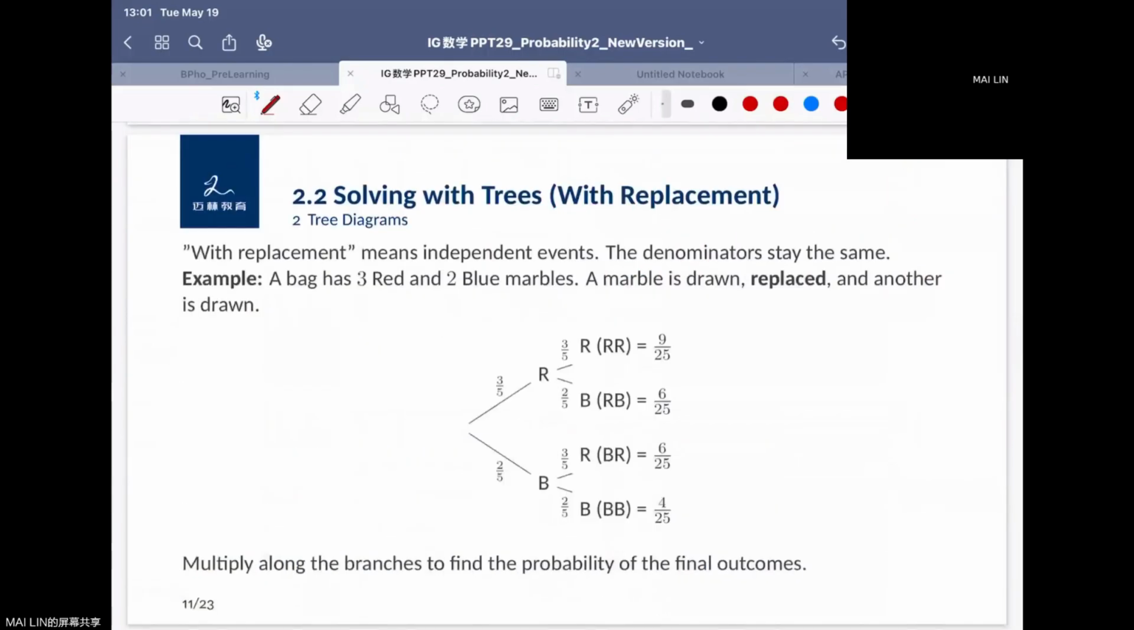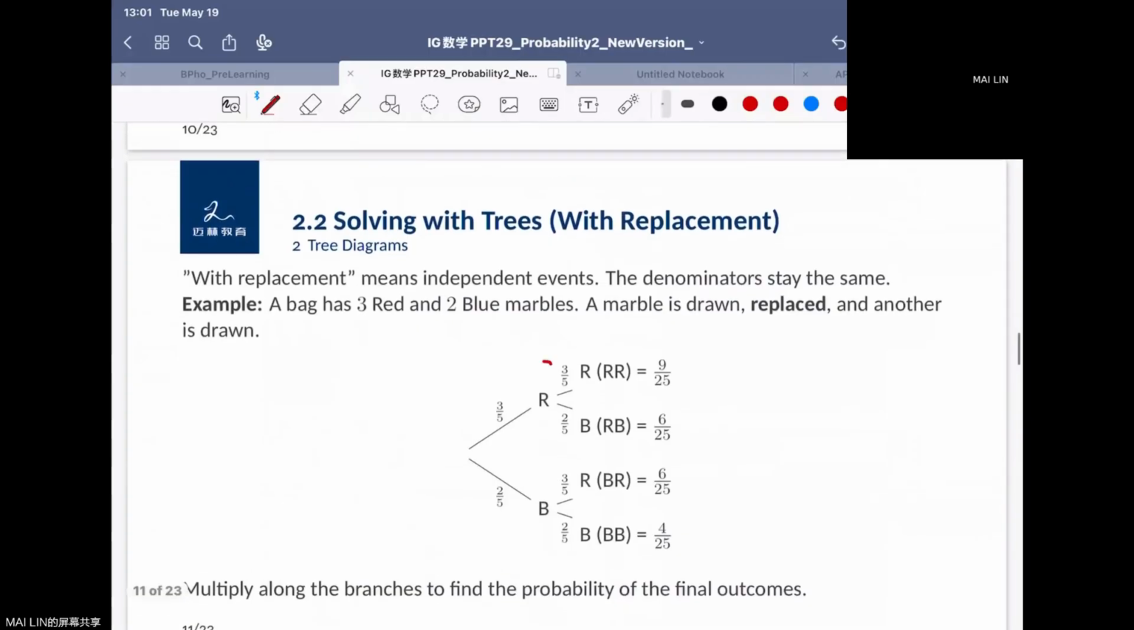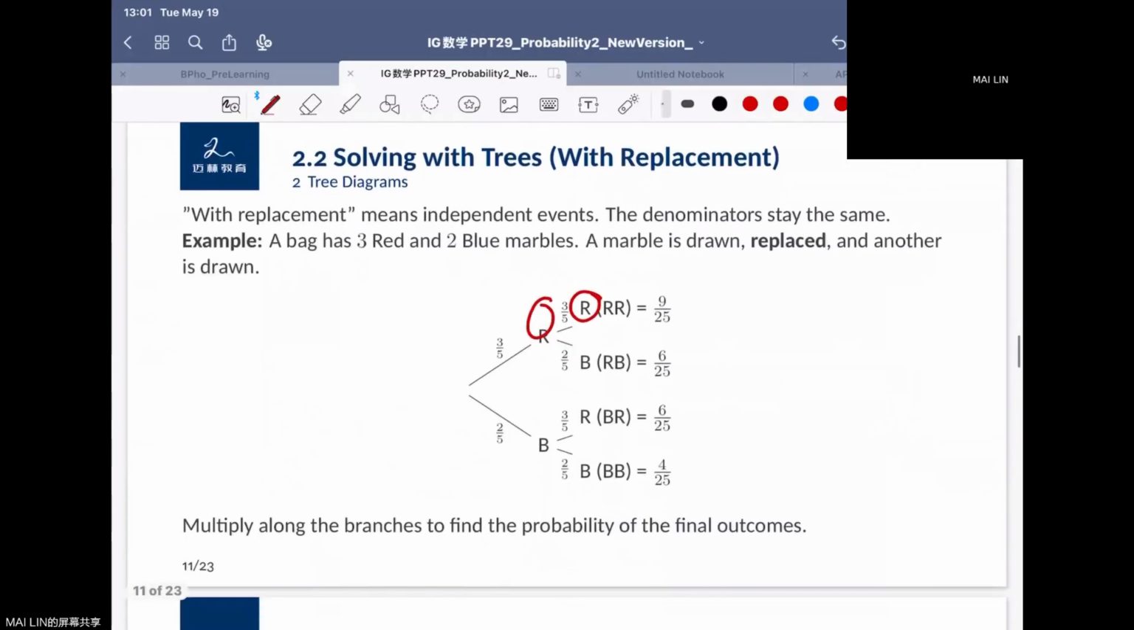So we can also use the tree diagram to solve some problems. Like here, a bag has 3 red and 2 blue marbles, right? And a marble is drawn and replaced, and another is drawn. Okay. So here we can say, for example, a red, and the second is also red, because here the probability equals 3/5 times 3/5, right? Okay. So the total possibility here equals 9/25, okay?